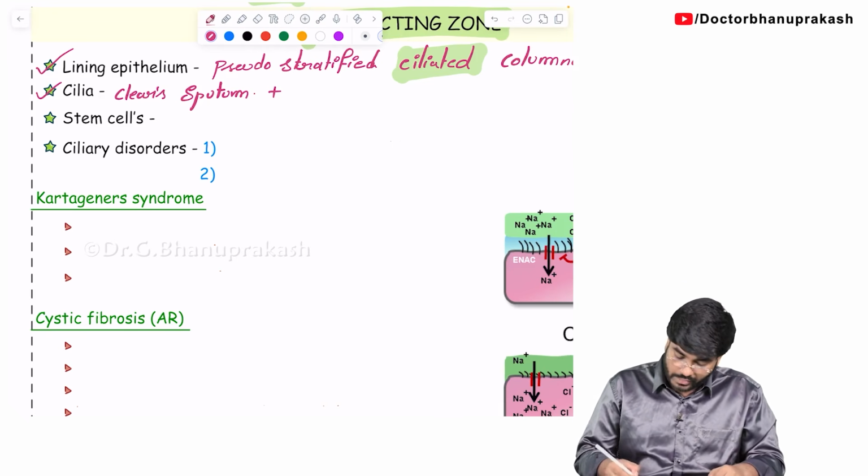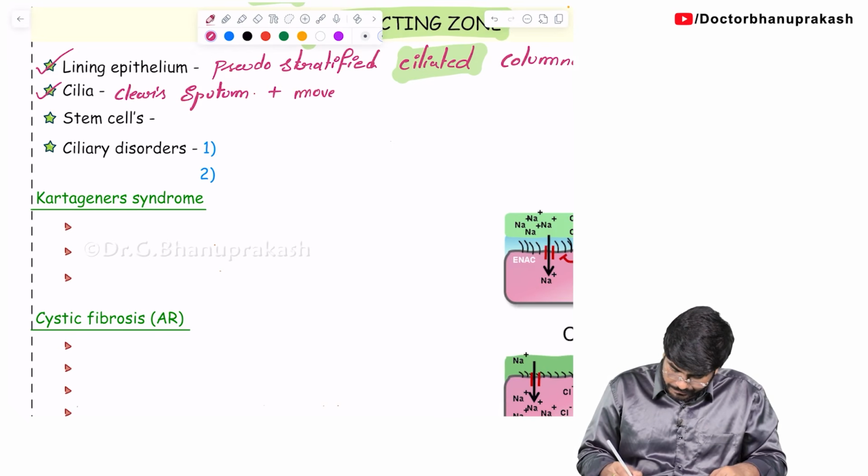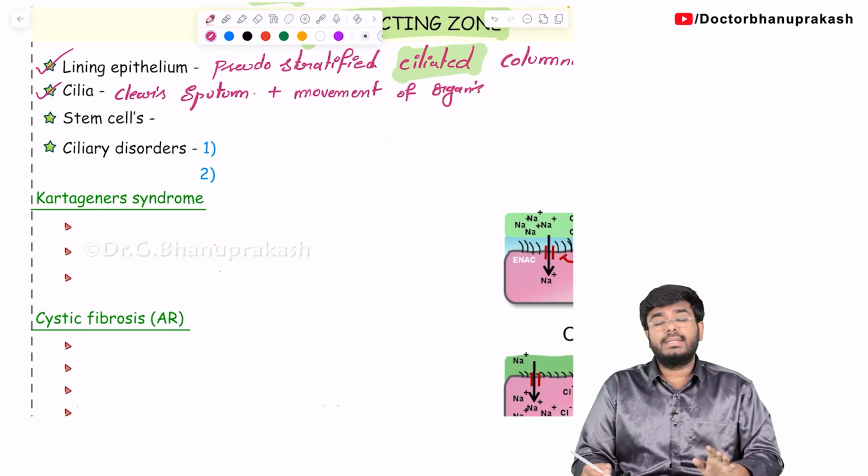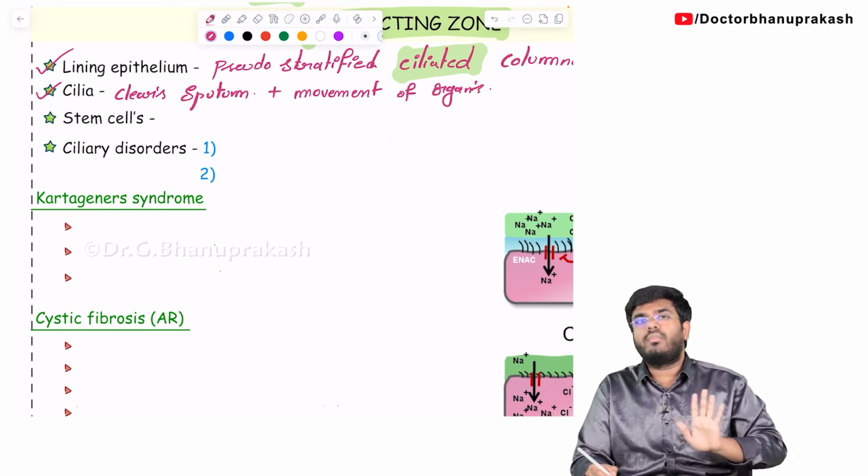Cilia helps in the movement of the organs. Cilia helps in movement of our organs. So, why I am talking about this right now, I will explain to you.